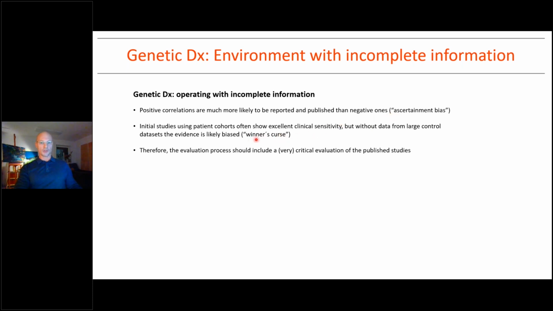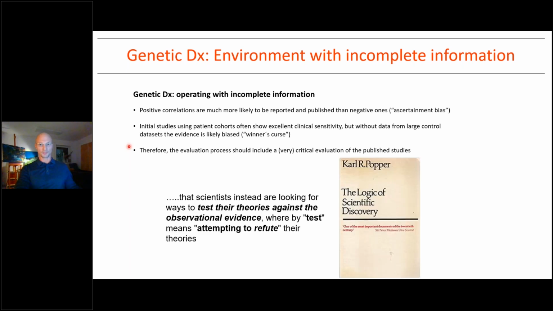Also, we have to deal with the rareness curse, which says that initial studies, and this has been a problem in the cancer field for a long time, using patient cohorts which are sampled under ascertainment bias, are often enriched for high prevalence variants and highly relevant phenotypes. These initial studies show excellent clinical sensitivity. But if you open the box and look in larger control databases, then you see that this clinical sensitivity drops dramatically. Therefore, the evaluation process should include a very critical evaluation of all the published studies, and you should keep these two issues in mind.